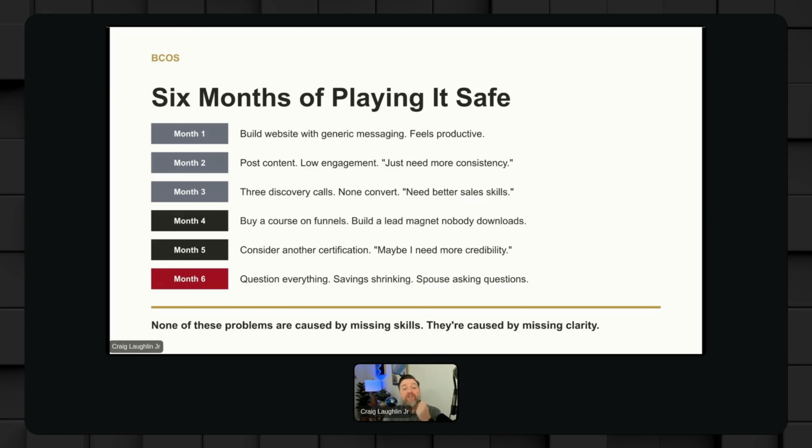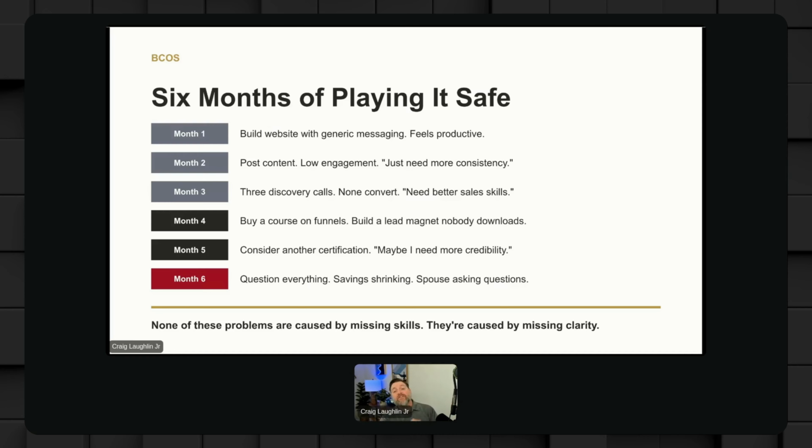Month 3, you get 3 discovery calls, maybe through your network, maybe through outreach, but none of them convert. And here's what stings. You don't actually know why. Was it the offer? Was it your pricing? The conversation? You can't tell because the positioning is so broad that you're attracting people who were never a fit for you in the first place, and you have no way to diagnose it. Month 4, you decide the problem must be tactical, so you go buy a course on funnels or sales, and you build a lead magnet, but nobody downloads it because the messaging is too generic to trigger recognition in anybody specific. And then month 5, you start wondering if you need more credibility, another certification, maybe more letters after your name, right?